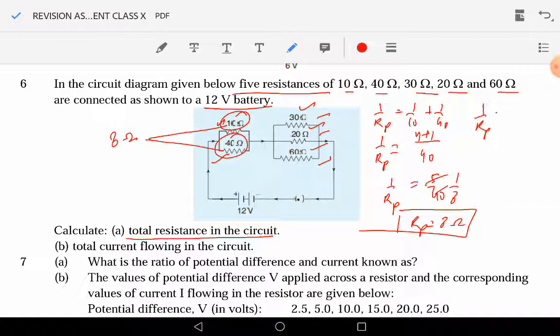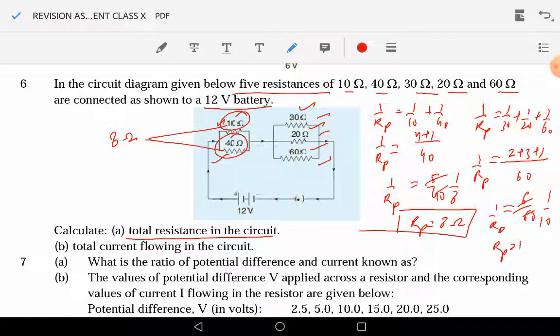So 1 upon Rp is equal to 1 by 30 plus 1 by 20 plus 1 by 60. It will be 60 in the denominator: 2 plus 3 plus 1, but remember it is 1 by Rp. So that will come out to be 6 by 60, which is 1 by 10. Dividing it, Rp will come out to be 10 ohm. So now we have solved these three and the answer comes out to be 10 ohm.